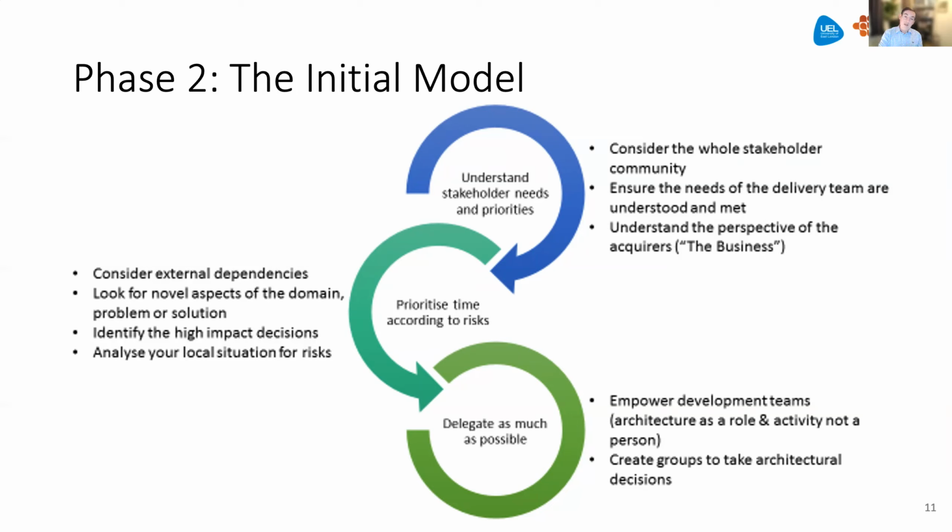When looking at prioritizing time according to risks, consider your external dependencies. Look for novel aspects of the domain, the problem or the solution, stuff you haven't seen before. Identify high impact decisions, and analyze your local situation for risks.